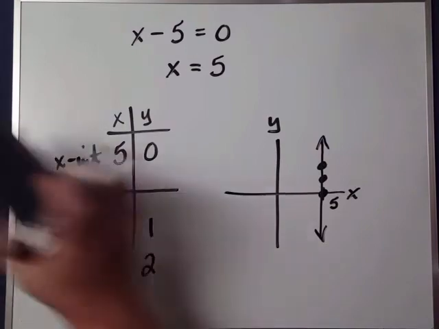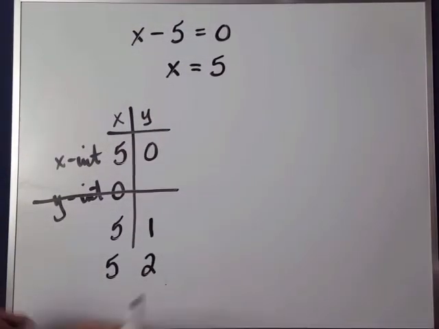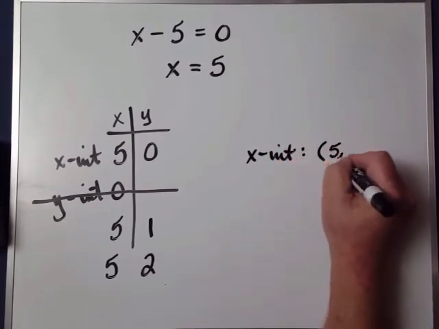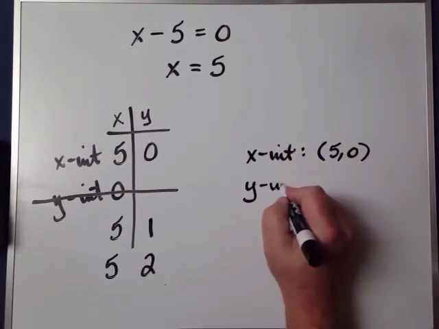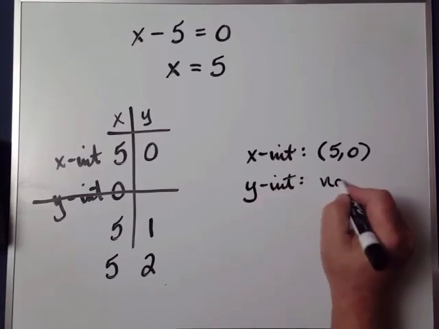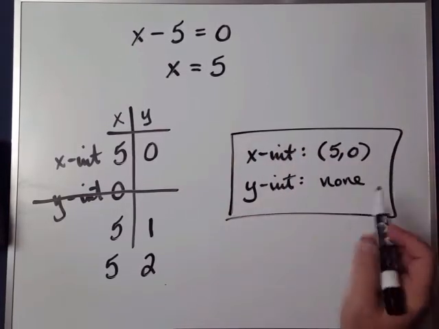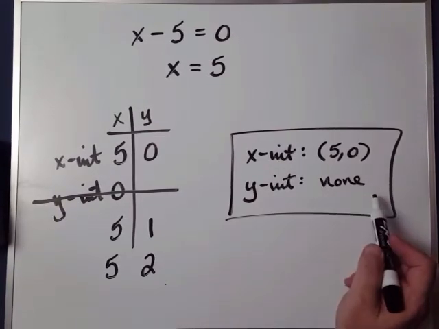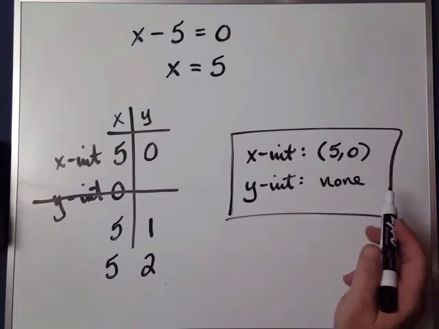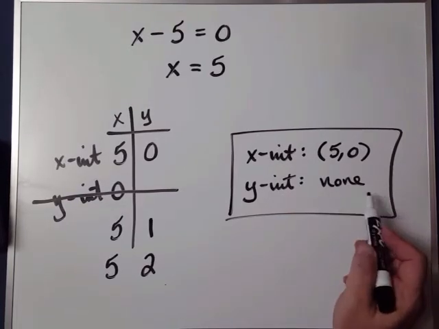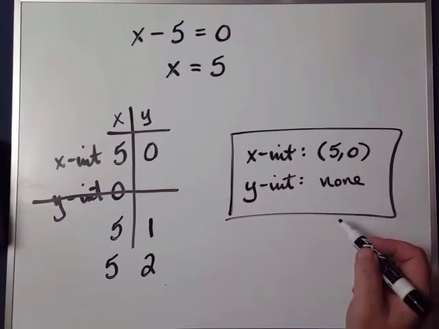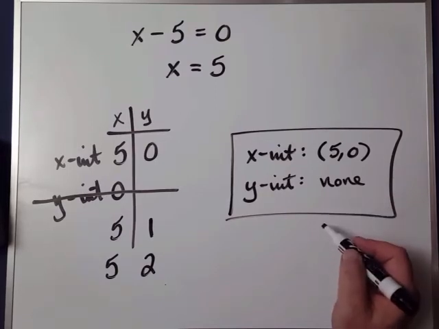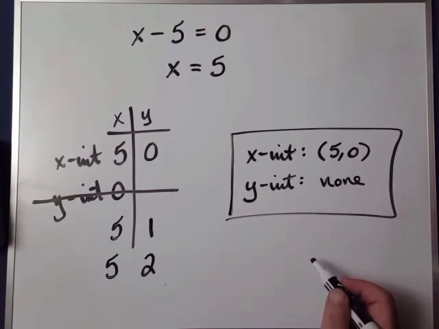Now, in answer to her question, what are the intercepts? We're going to say that the x-intercept is the point 5, 0. The y-intercept, there is none. Please don't make up your own word for this answer. Do not put undefined. Do not put no solution. Do not make up something. The y-intercept. What's the y-intercept? This one has none. And leave it at that.